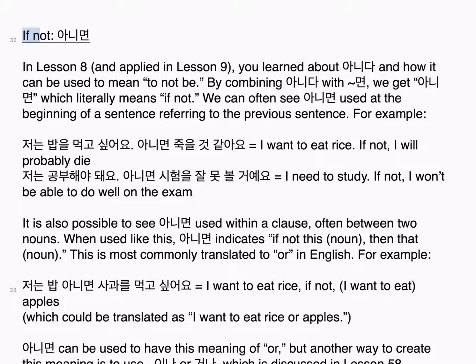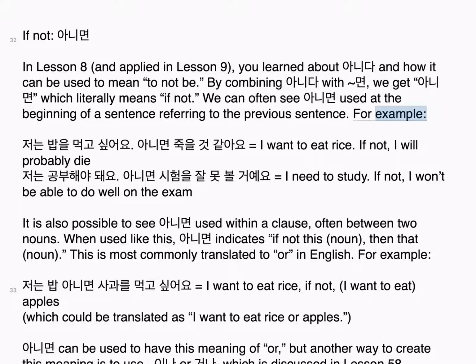아니면, meaning if not. In lesson 8, and applied in lesson 9, you learned about 아니다 and how it can be used to mean to not be. By combining 아니다 with 면, we get 아니면, which literally means if not. We can often see 아니면 used at the beginning of a sentence referring to the previous sentence.